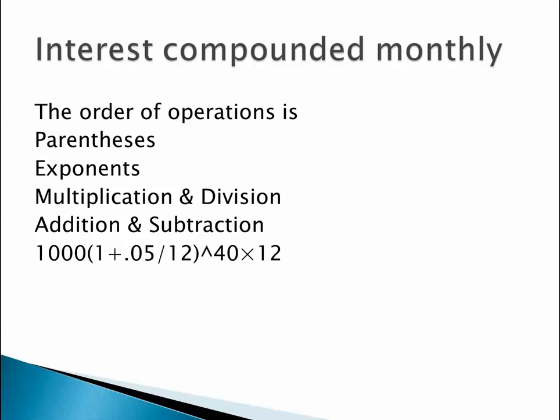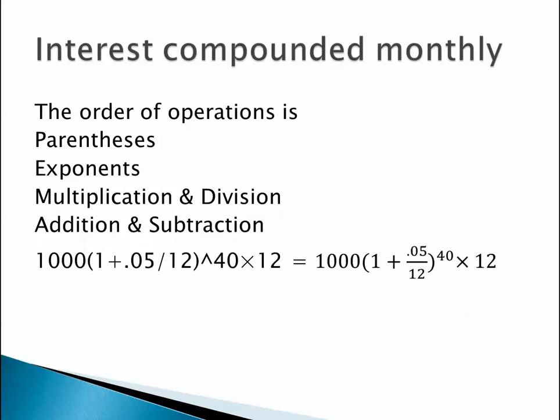That's why 1,000 times (1 plus 0.05 over 12) raised to the 40 times 12 without parentheses gives us the wrong answer, because the calculator is interpreting that as 1,000 times (1 plus 0.05 over 12) raised to the 40th, all times 12, and that's not what we want.